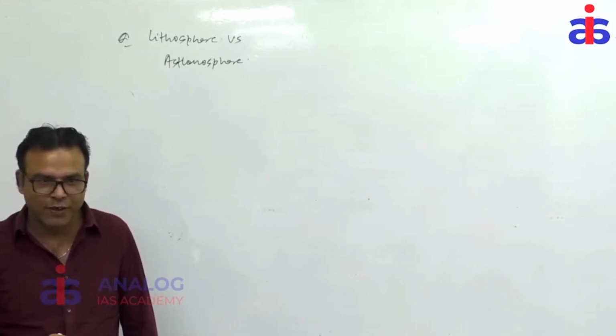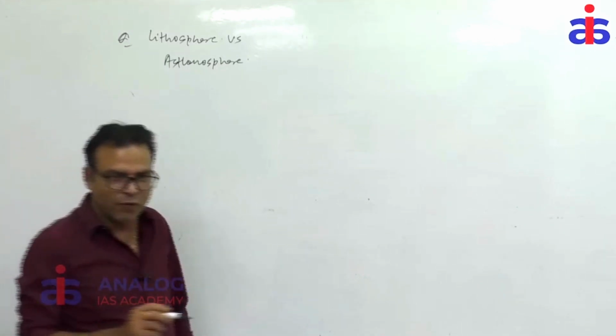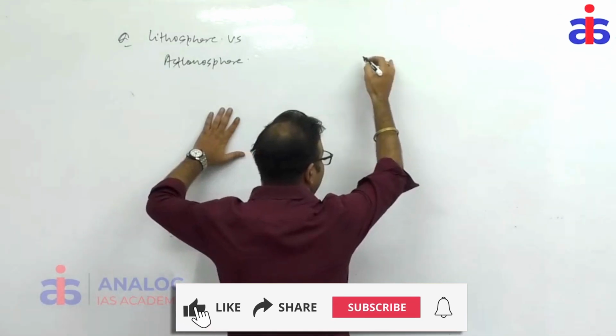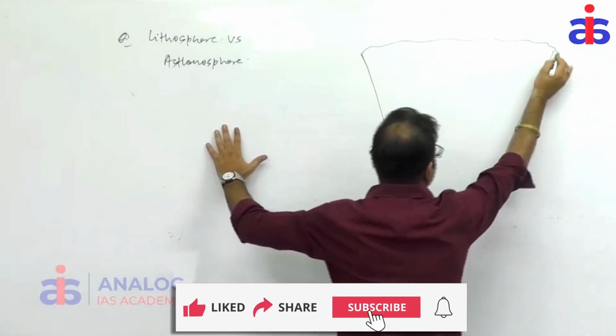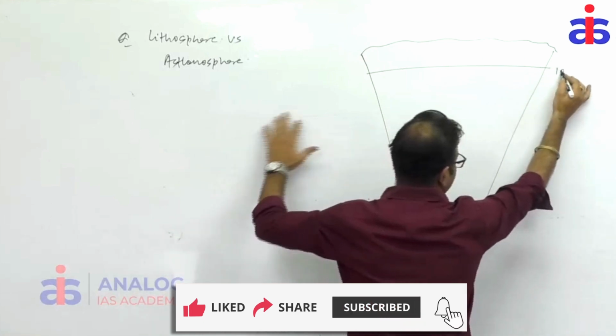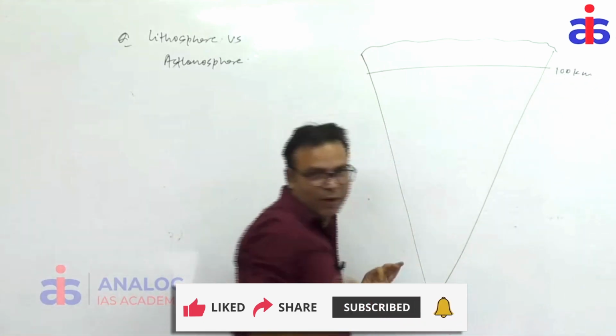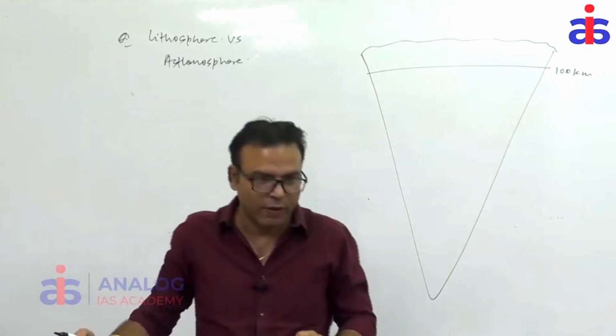Another method is what? Our division of earth internally is what? What are the 4 layers? Come on. We are making these 4 layers up to 100 kilometers depth. It's not the crust, mantle, core approach. This approach is a little different.